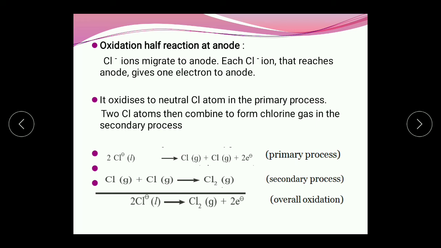When the electricity starts, Na plus and Cl minus will migrate to their respective electrodes. Cl minus ions are negatively charged, so they will come to the anode, which is positively charged. At the anode, Cl minus will be converted into Cl by removal of electrons. As electrons are removed, it is oxidation. And when two chlorine atoms are formed, they come together to form chlorine gas. And this is the total process occurring at the anode.